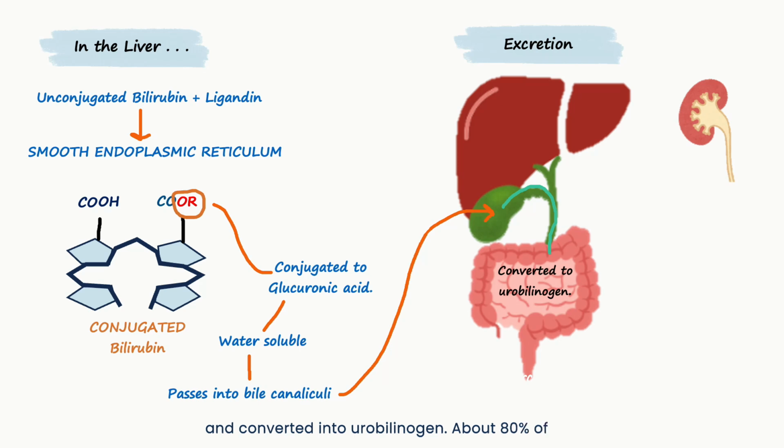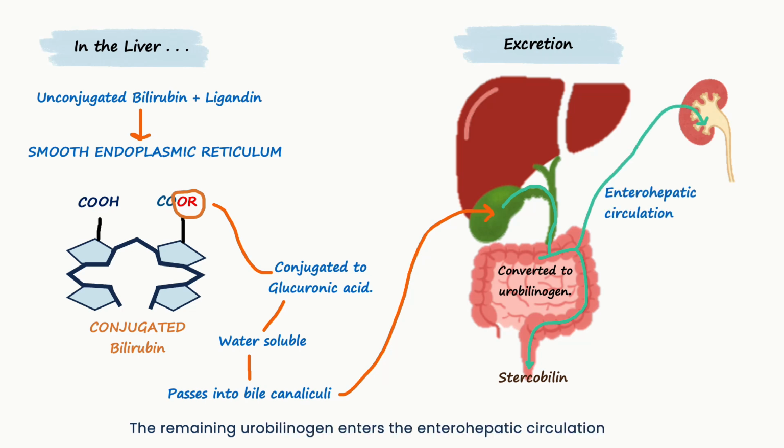About 80% of this urobilinogen will be converted by bacteria into stercobilin and will be excreted in feces. The remaining urobilinogen enters the enterohepatic circulation, where it is either excreted by the kidney or re-enters the portal system to be recycled.